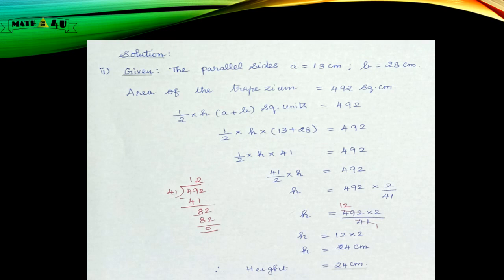492. In the place of a and b, put 13 and 28. That will be equal to 1 by 2 into h into (13 plus 28, 41). That is equal to 492. Now simplify and get the answer. The height of the trapezium is 24 centimeter.